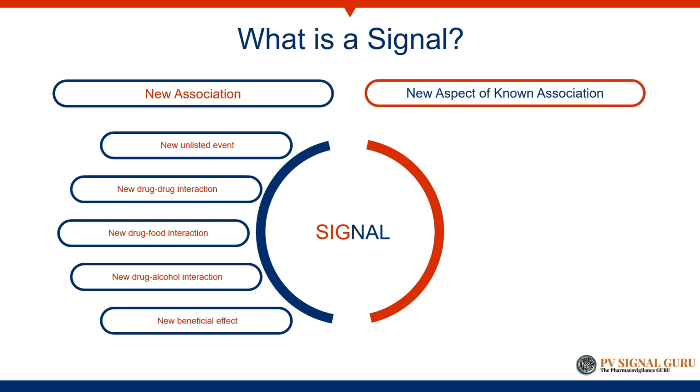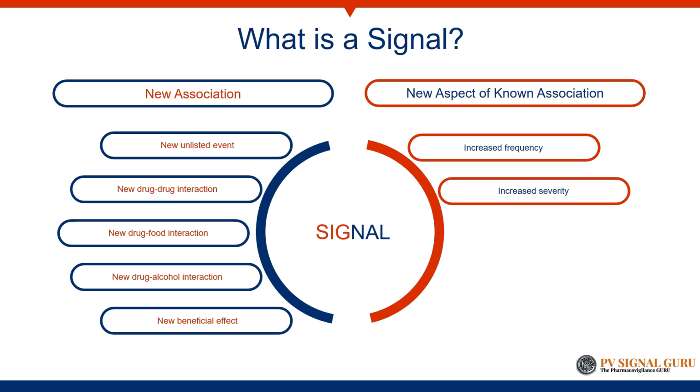Now, let's look at the new aspects of known association. It could be increased frequency. For example, a known side effect of a drug is headache, which was reported in 5% of patients. However, over time, pharmacovigilance data shows that the frequency of headaches has increased to 15% in the same patient population. This change in frequency signals a potential change in the drug safety profile, prompting further investigations into the factors like dosage, patient demographics, drug interactions, or prescribing strategies.